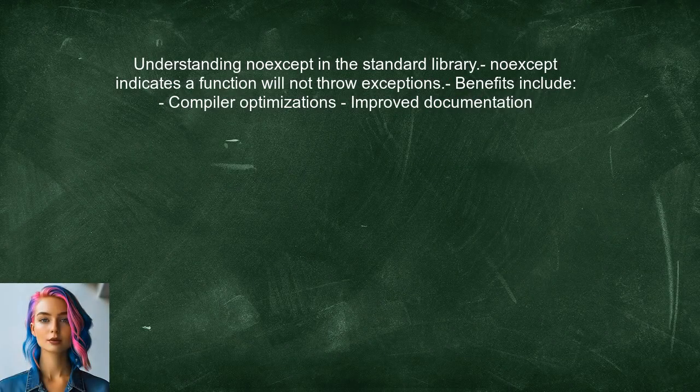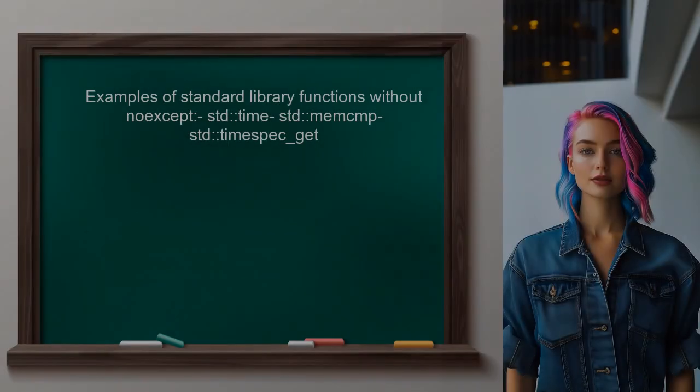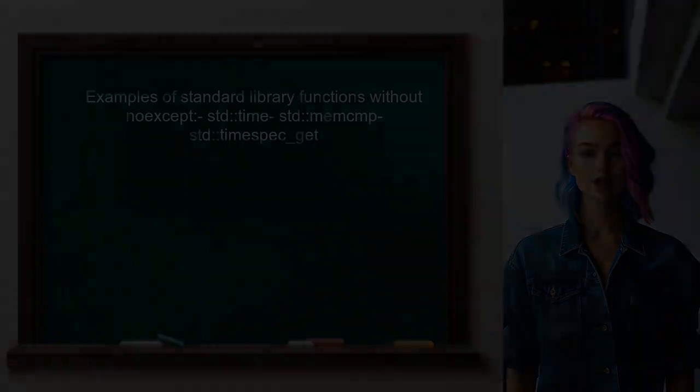To understand why the noexcept specifier is not used more frequently in the standard library, the user should first consider the purpose of noexcept. It indicates that a function will not throw exceptions, which can help with optimizations and documentation. Next, the user should examine the functions in the standard library that do not use noexcept. For example, functions like std::time and std::memcmp do not specify noexcept, even though they do not throw exceptions.